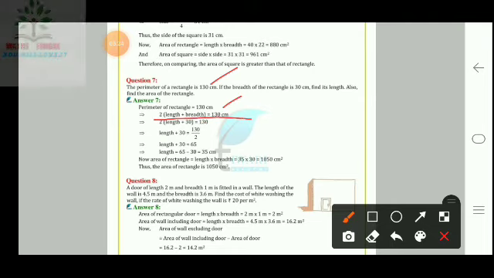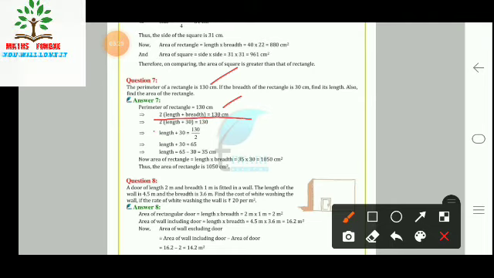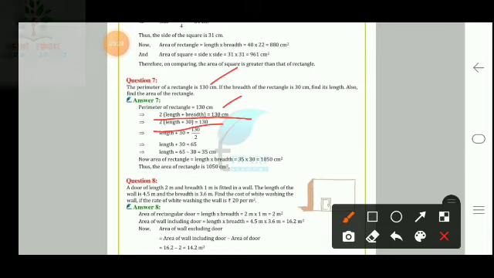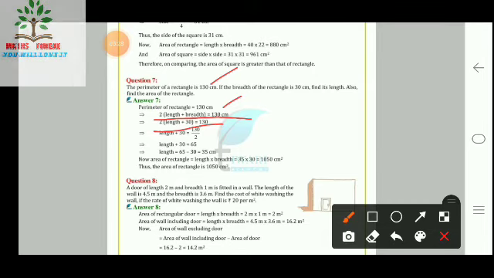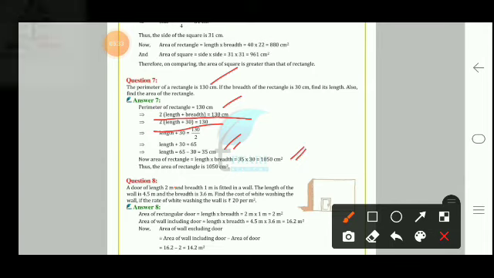So twice L plus B is equal to 130. So twice L plus 30 is equal to 130. So L plus 30 is equal to 130 upon 2. So we have length plus 30 is 65. So length is equal to 35 centimeter. Now the area of the rectangle is L into B, which is equal to 1050 centimeter square. So this is the required answer.